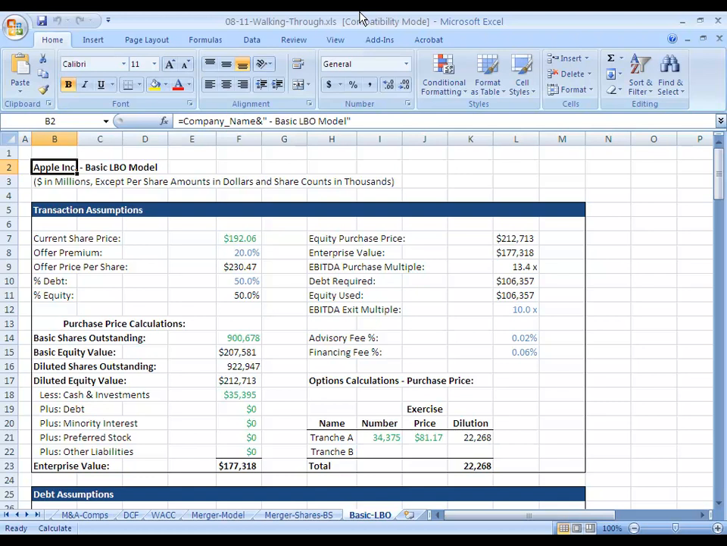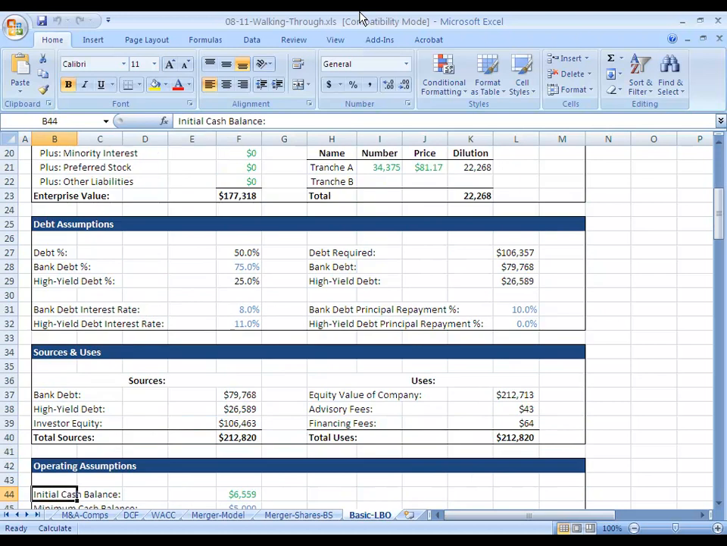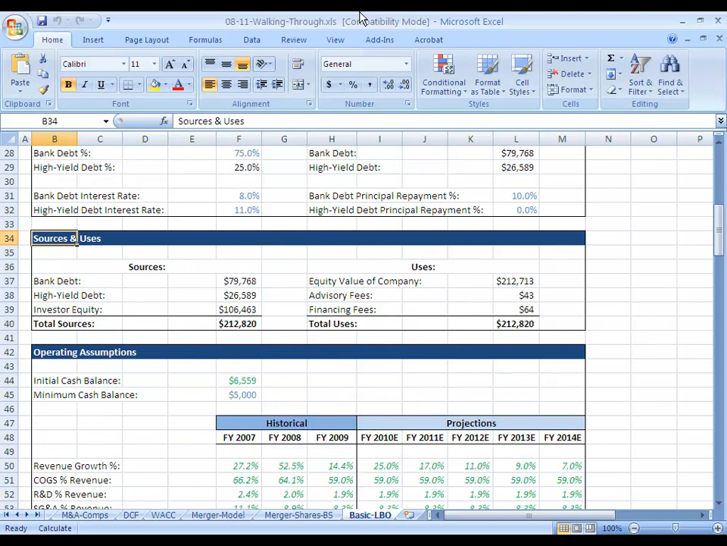Step one of an LBO model is to make basic transaction assumptions about the purchase price, debt, and cash used. Step two is to make a basic sources and uses schedule showing where the funds are coming from and where they're going to. Step three is to modify the balance sheet and make adjustments for items like goodwill and intangibles getting created.